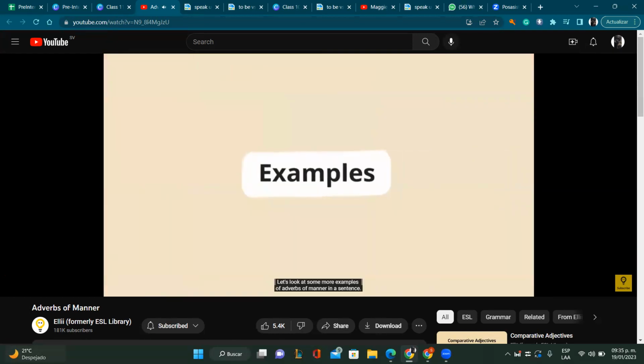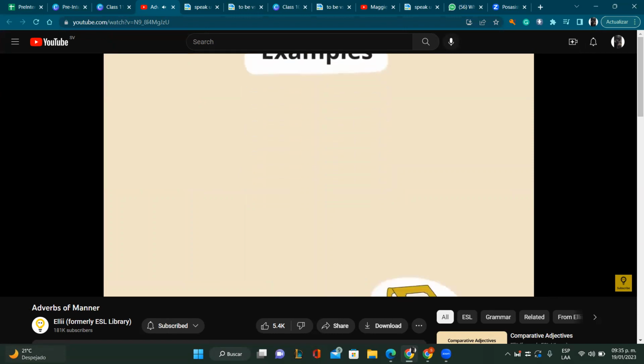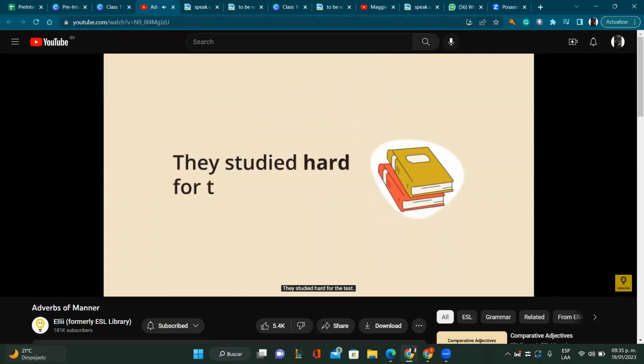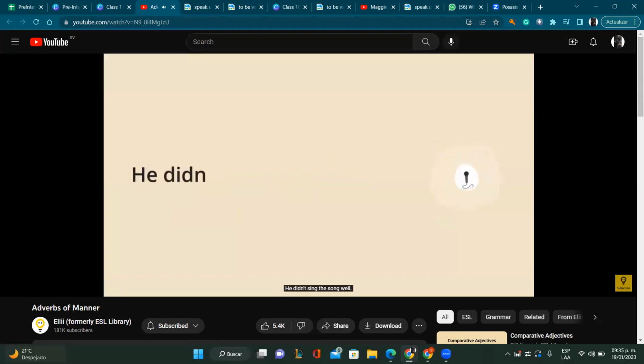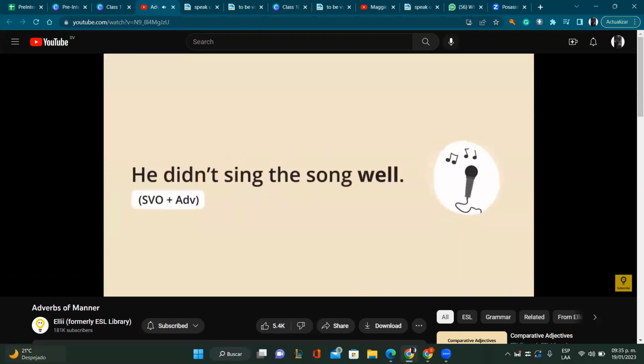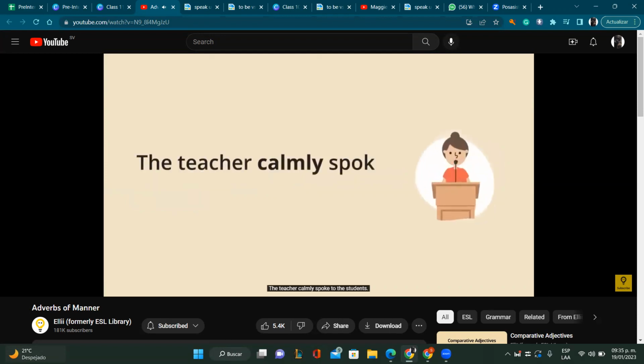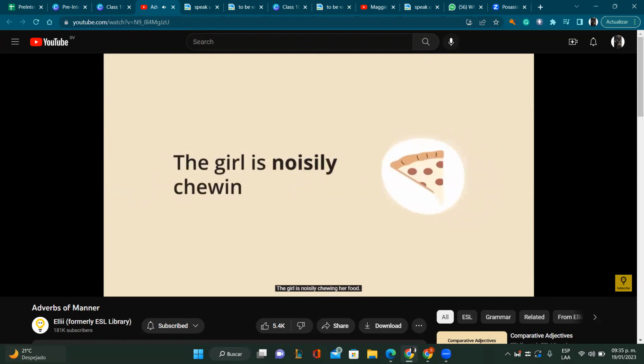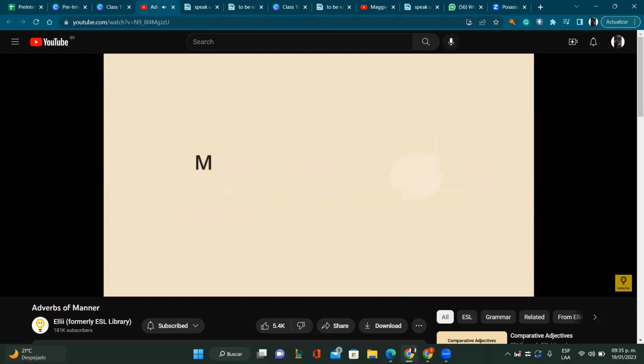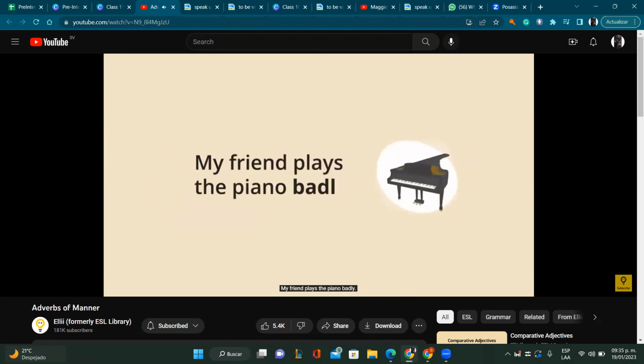Let's look at some more examples of adverbs of manner in a sentence. They studied hard for the test. He didn't sing the song well. The teacher calmly spoke to the students. The girl is noisily chewing her food. My friend plays the piano badly.